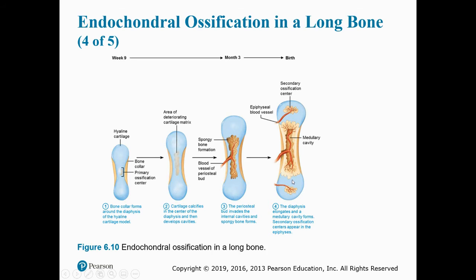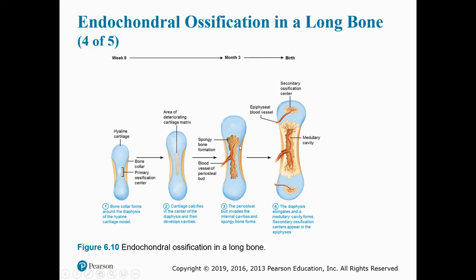Now, what eventually happens is the osteoclasts break down that newly formed spongy bone. So if we can look right here, we can start to see some spongy bone starting to form. Well, the osteoclasts break that down, right? And they extend that medullary cavity up. So it gets larger and larger, and this is actually increasing in the length of that bone.